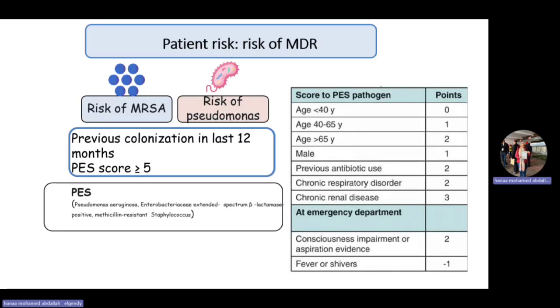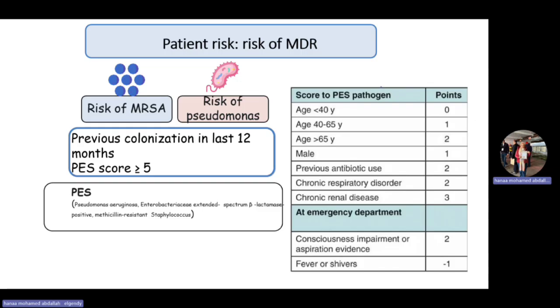So, for patients with risk factors of MDR, we have the risk of MRSA or the risk of Pseudomonas. We know this risk by knowing if the patient has a previous colonization or previous culture in the last 12 months with MRSA or Pseudomonas. The patient has a PACE score, which includes Pseudomonas aeruginosa, Enterobacteriaceae, and Staphylococcus aureus.